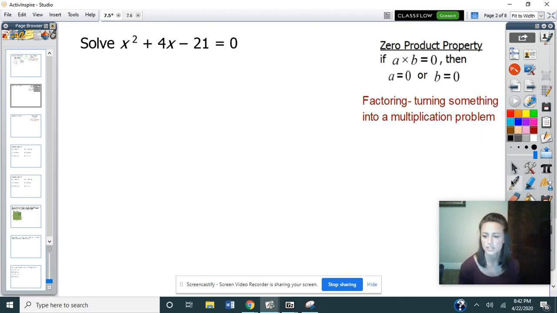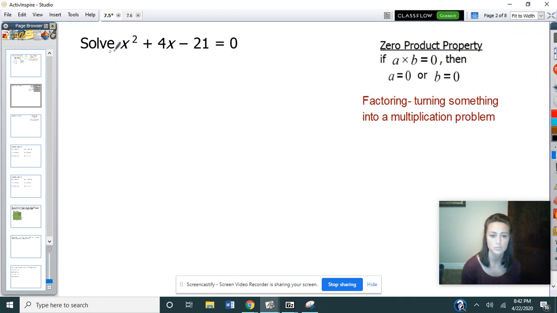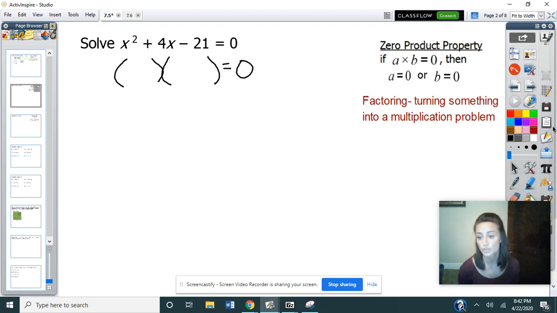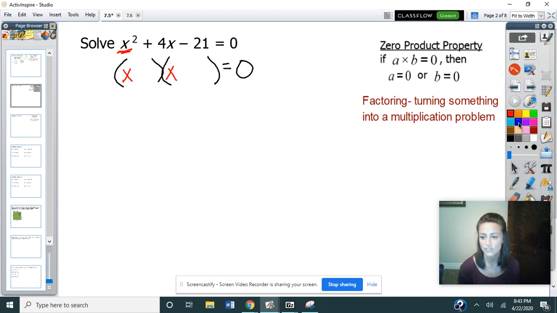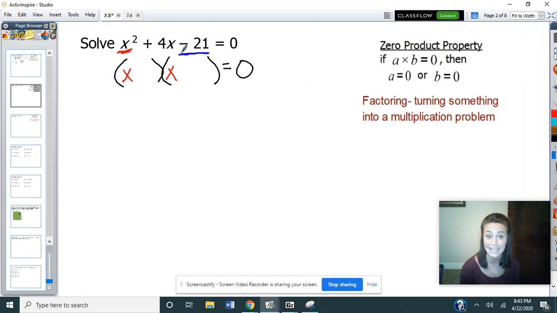So let's go back to here. We're going to turn this into a multiplication problem by factoring, which is what we worked on all last week. What two things multiply that go here and here that will give me x squared? Well, x times x is x squared. And then these two numbers that go here have to multiply to give me negative 21, but add to give me 4.